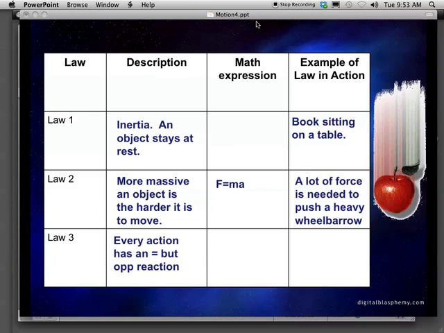Law 3 states every action has an equal and opposite reaction. For example, you pushing on a wall and the wall pushes back. Is it supposed to say every action has an equal or opposite? And opposite, really, is a better way to say it.